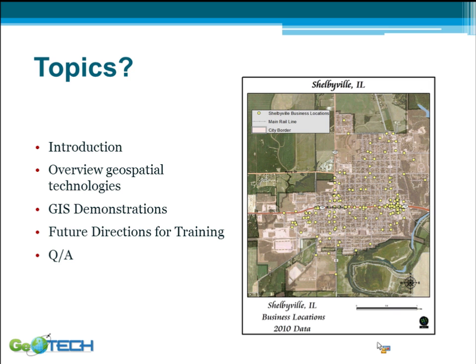And obviously, using this map, you can get a sense of where the business activity is in the city of Shelbyville relative to where there's a clustering of businesses locating close together, and maybe more importantly, where there are no businesses, which is just as insightful at times.